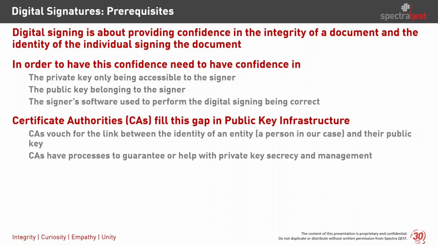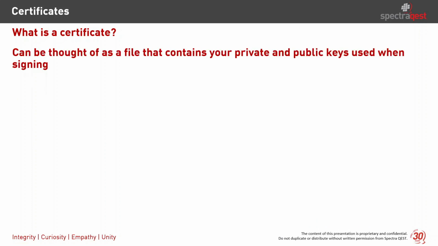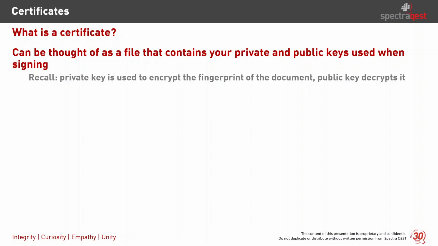They have processes in place to guarantee or help with private key secrecy and management as well. So they issue me my private key and my public key, and with their processes they help make sure that my private key stays private. And how do they do that? They do that through issuing certificates. What is a certificate? This can be thought of as a file that contains both your private and public keys, and that is used by software when signing documents or data.